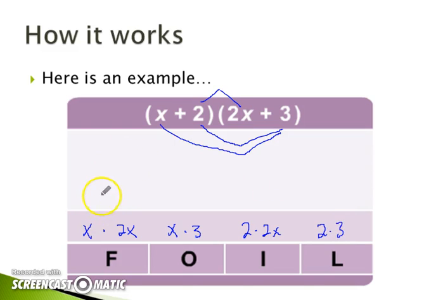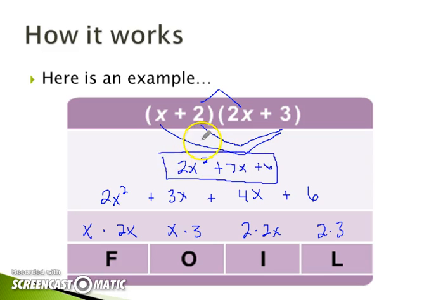And if you actually multiply these out, x times 2x, you get 2x squared. X times 3 is 3x. 2 times 2x is 4x. And for our last two, 2 times 3, we have 6. And then you just combine the two in the middle. 3x plus 4x gives us our answer of 2x squared plus 7x plus 6.